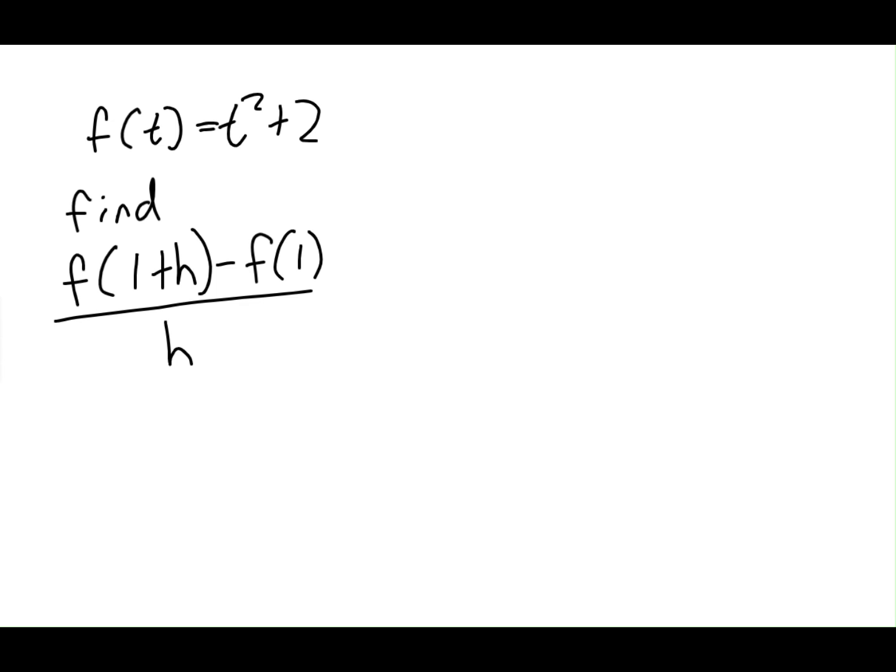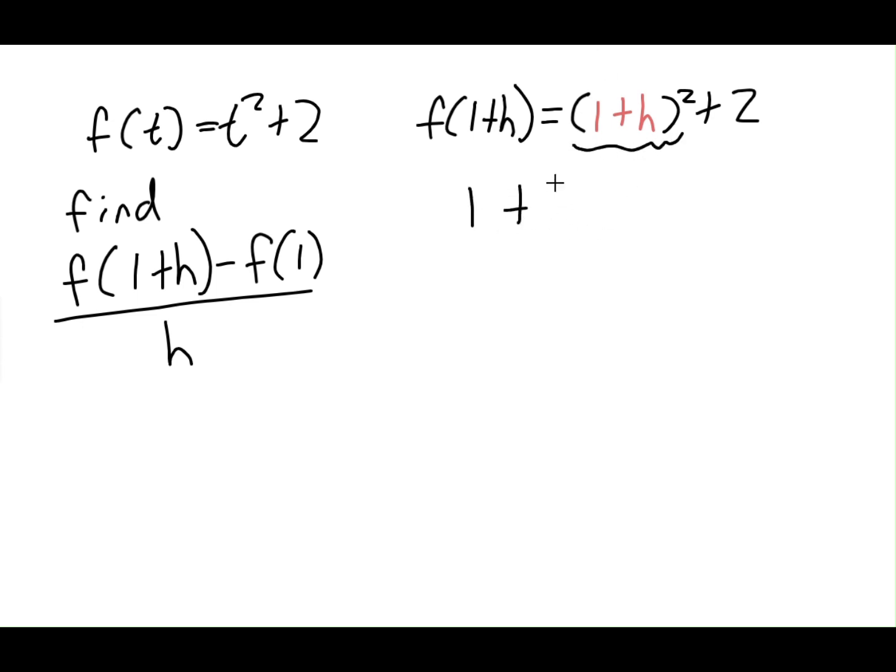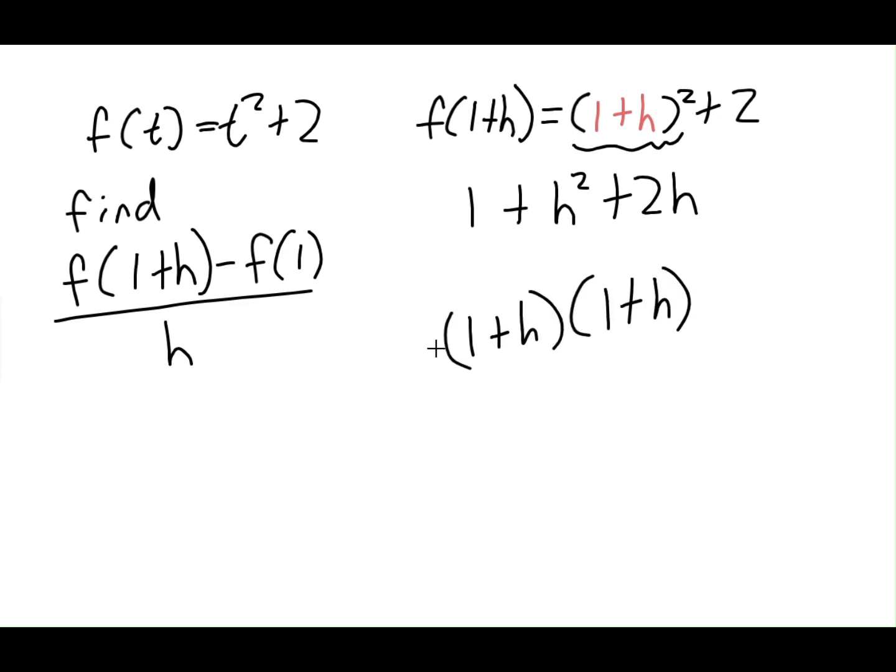All right, let's take a look. So what I'm going to do is start off by finding f of 1 plus h. That means we're just going to take that t squared plus 2, and anywhere we saw a t, we're going to replace it with 1 plus h. Now, we need to FOIL out this portion, which means we're going to square the first plus square the second plus 2 times the 2 multiplied together. If you need to, go ahead and write out the 1 plus h times 1 plus h and FOIL it. Either way, you'll get the same answer here. And then we just add on that 2.